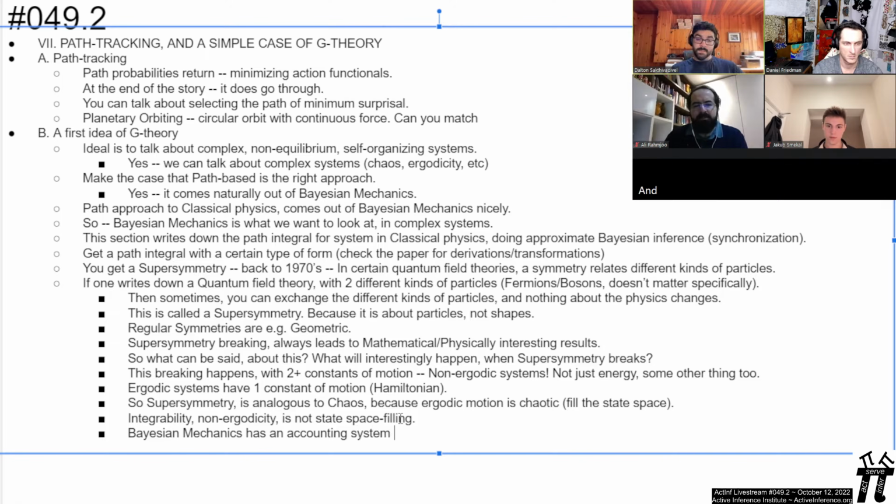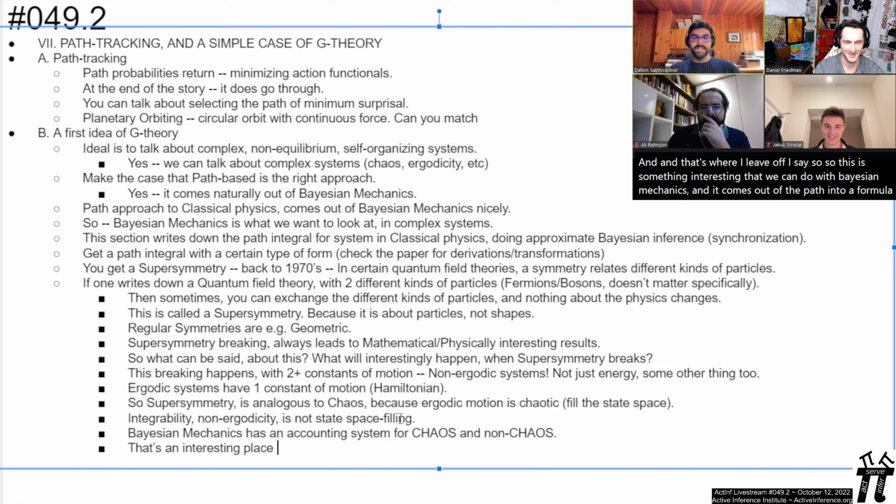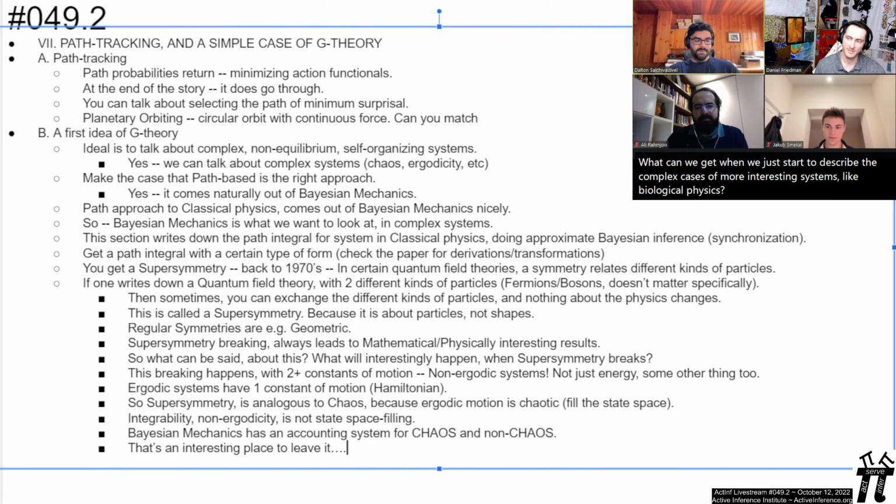And that's where I leave off. I say, so this is something interesting that we can do with Bayesian mechanics. And it comes out of the path integral formulation very naturally. And this is a very trivial case of just classical physical systems. What can we get when we just start to describe the complex cases of more interesting systems like biological physics or self-organizing field theories or things of this nature? And that's the end of the paper.